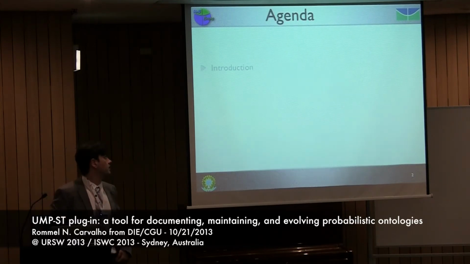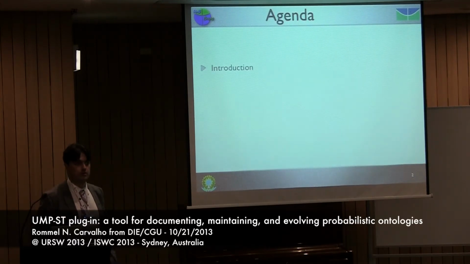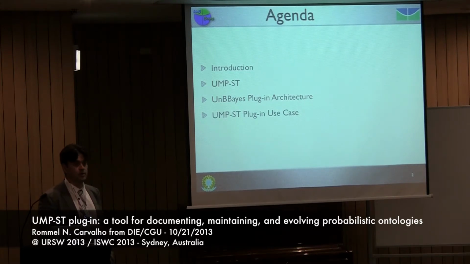So the agenda is going to be: give a brief introduction about what we're going to be talking about. Then talk a little bit about the uncertainty modeling process for semantic technologies. So it's basically a guideline for creating these probabilistic ontologies. And also talk a little bit about the plugin architecture we have in UnBBayes, and the type of plugin we created for this tool. Then I'll show you a use case which is related to my work in fighting frauds in public procurements, to show how this tool can be used and so on. So that's basically what we're going to be talking about.